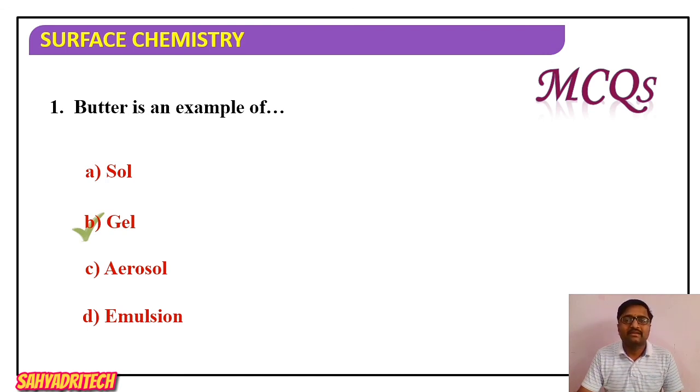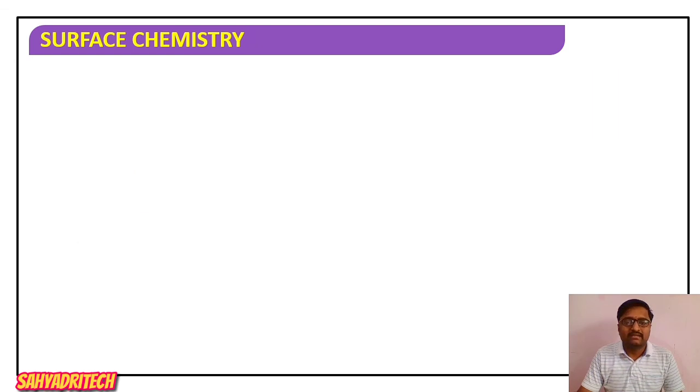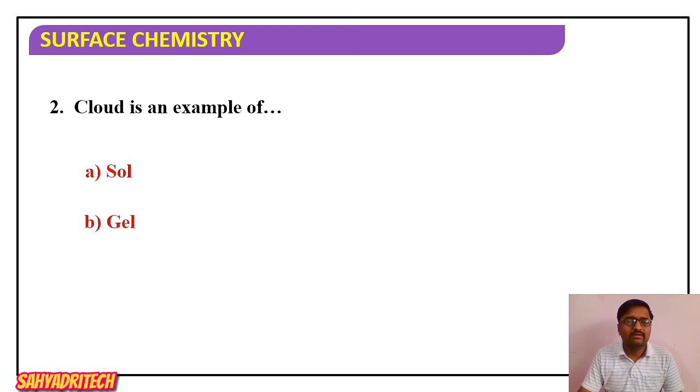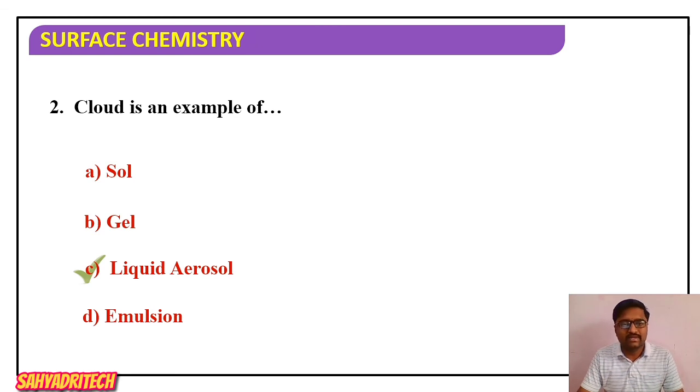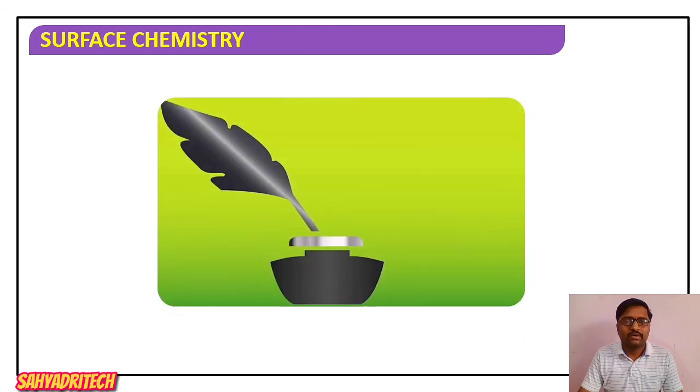Next, cloud is an example of what type of colloid? The options are sol, gel, liquid aerosol, and emulsion. What is the answer here? Liquid aerosol is the answer. So cloud is an example of liquid aerosol, that is, liquid particles dispersed in air.